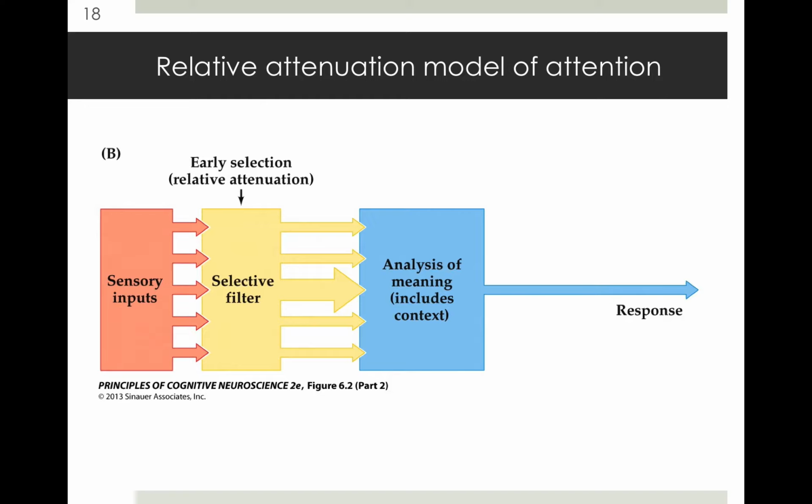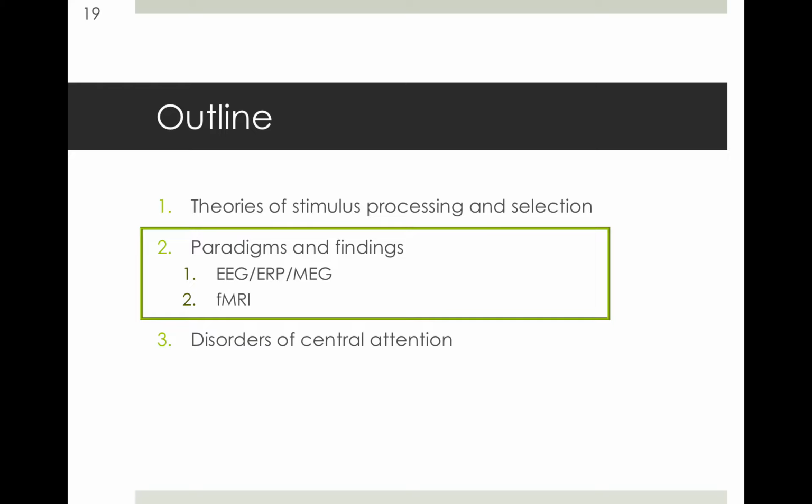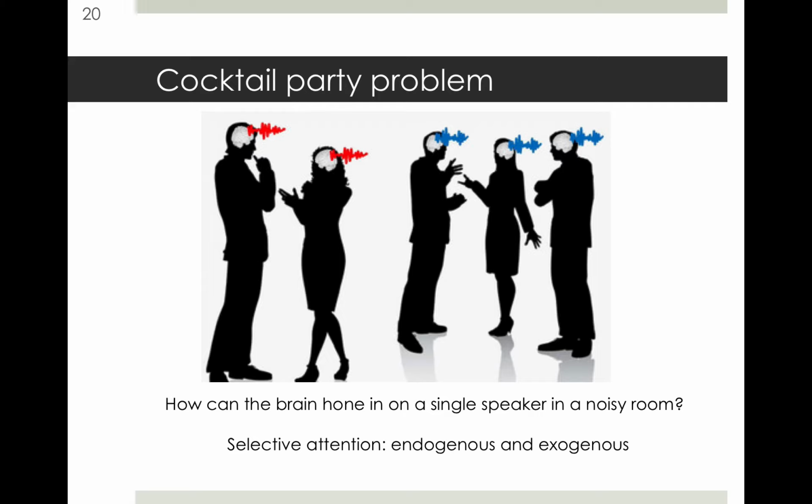So let's move on to a bunch of different paradigms and findings. Some of this comes from very classic work in the 1950s, part of what's called the cocktail party problem. So what's the cocktail party problem? What's a cocktail party, or a pizza party, or a wine and cheese party? It doesn't necessarily have to involve cocktails, but it's about when you have a crowded environment, and your brain is able to hone in on one source of sound in your environment.